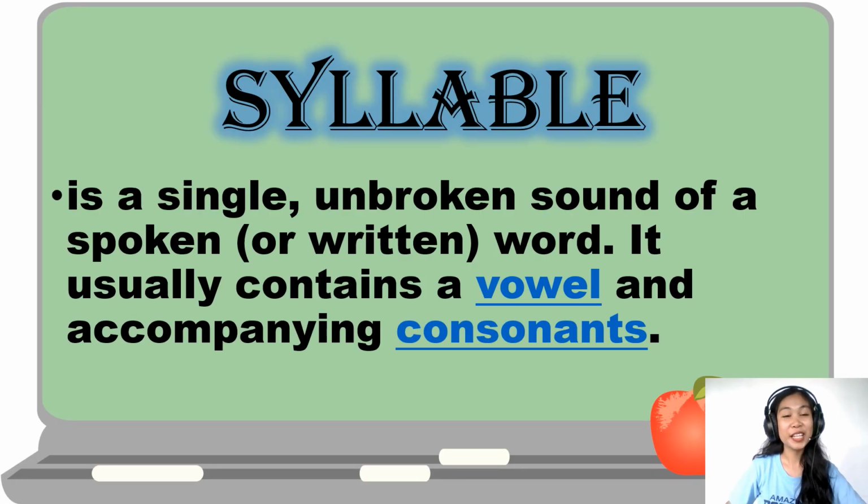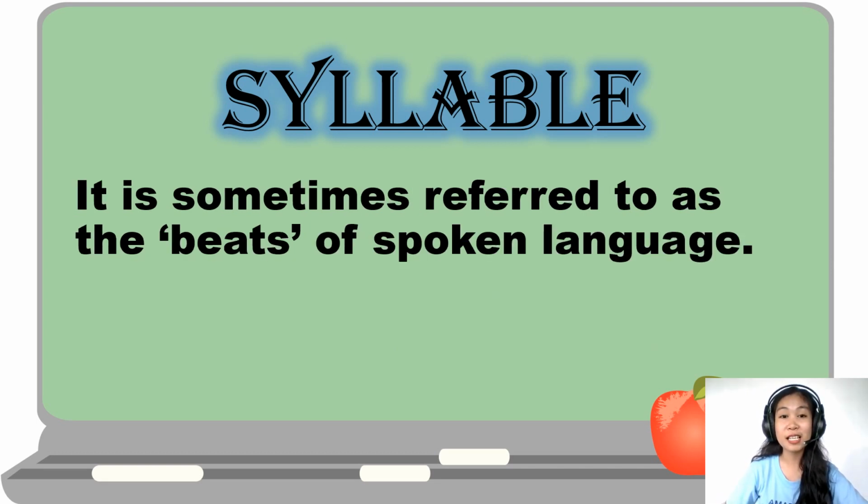Syllable is a single or unbroken sound of a spoken or written word. It usually contains a vowel and an accompanying consonant. It is easier to determine a syllable because it is referred to as a beat of a language. The number of syllables is equal to the number of vowel sounds that you hear when you pronounce a word.